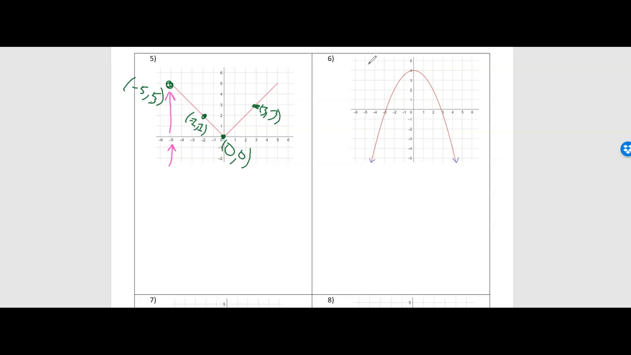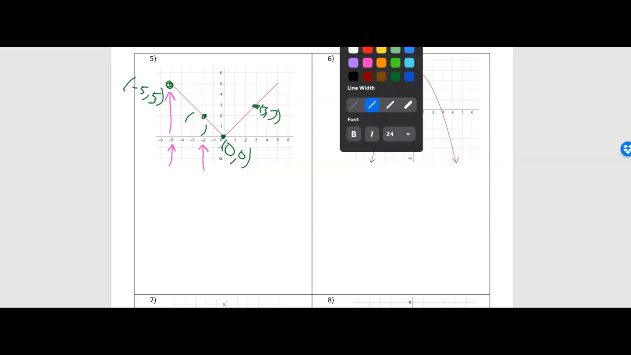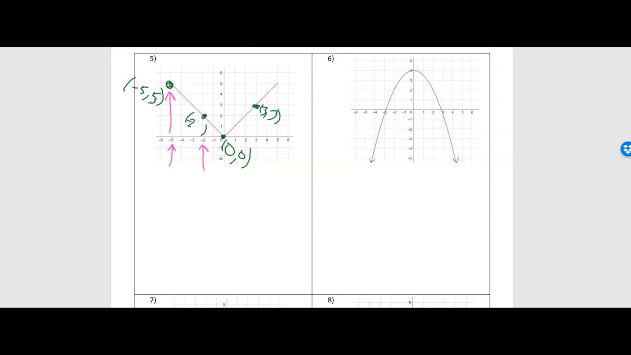Same thing with actually all of these other points, right? If we look at -2, -2 only has one output. It's +2. May look like a 1. Let's make sure we know that that's a +2. Right? And as we move along, we can see that there's clearly only one y value for each x value here. So we could say this is a function. Go ahead and try number 7 down below.